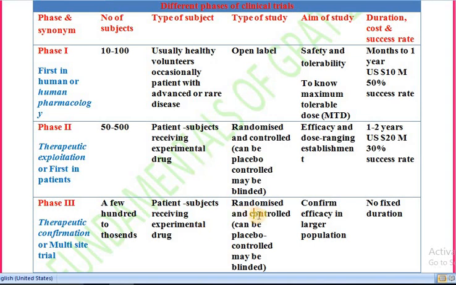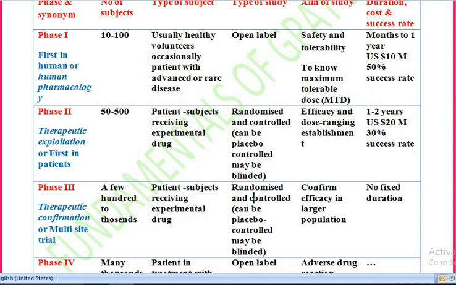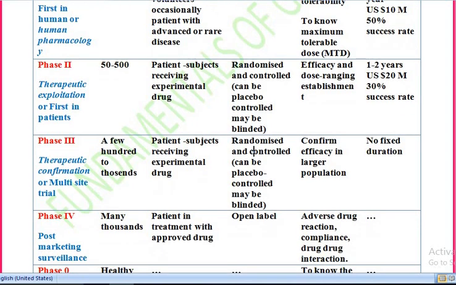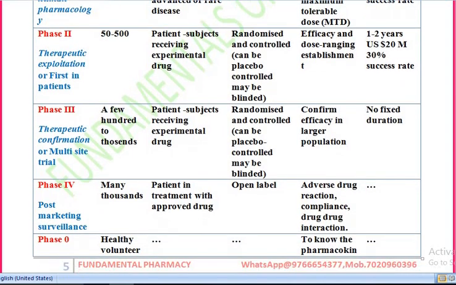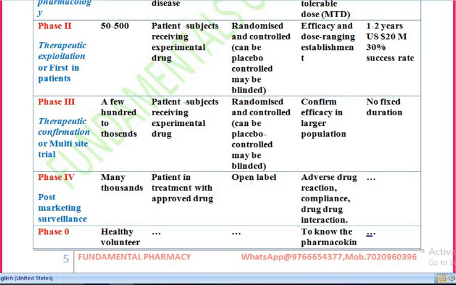Okay. Then what type of study is there? That is randomized and control studies, which can be placebo control or blind. Then what is the aim of this study? To confirm the efficacy in larger population. And what are the duration? There is no fixed duration.